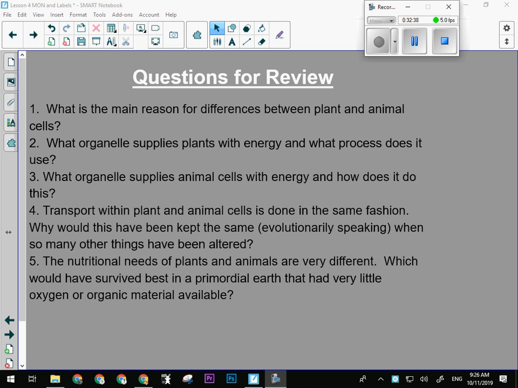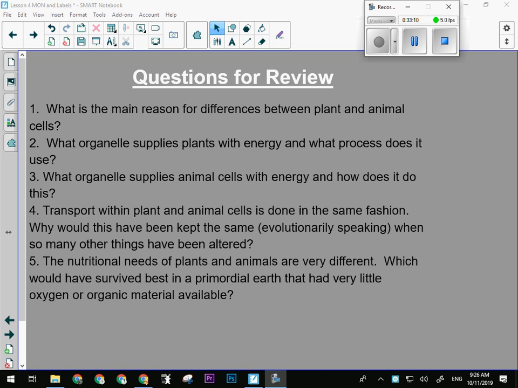Question number 4. Transport within plant and animal cells is done in the same fashion. Why would this have been kept the same, evolutionarily speaking, when so many other things have been altered? Well, the rule of natural selection is, very simply, if it ain't broke, don't fix it. Nothing better has evolved. There has been no better transport method than diffusion. Diffusion costs nothing in terms of energy. Plants can just do it. Animals can just do it. In fact, they have no control over it. It just naturally transports things without any use of energy.